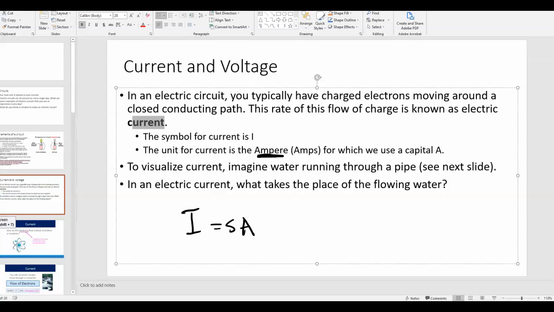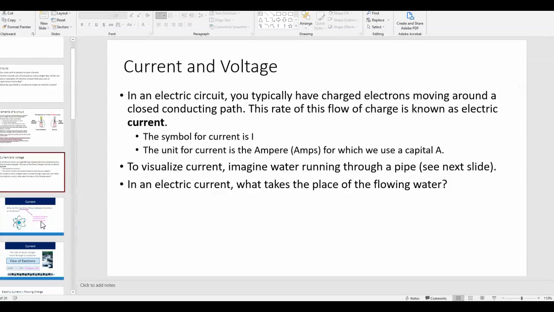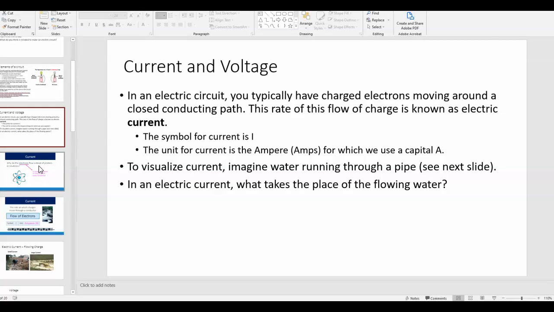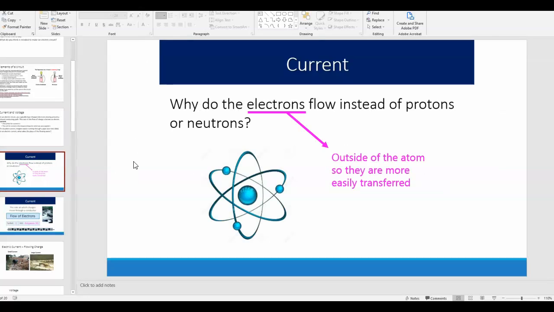On the next slide, we're going to use an analogy where we imagine water running through a pipe. And before I show you that, you might be asking, why is it electrons flowing and not protons or neutrons? The answer is that if you imagine an atom, the electrons are on the outside of the atom, so they can move more easily. In case you want to know why it's electrons flowing in a circuit and not anything else, that's why.